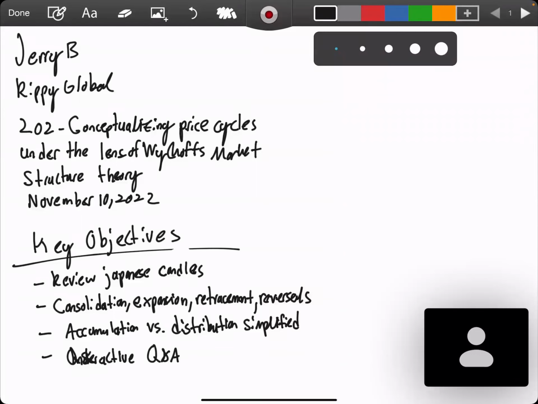But I'll also make some time to simplify this accumulation/distribution, because once we get into it, it may seem very complicated. There's a lot of different components to Wyckoff that you don't really need. But if you just understand the bare minimum concept, then it could possibly help you understand why price is doing what it's doing and where it's going to go in the near future.